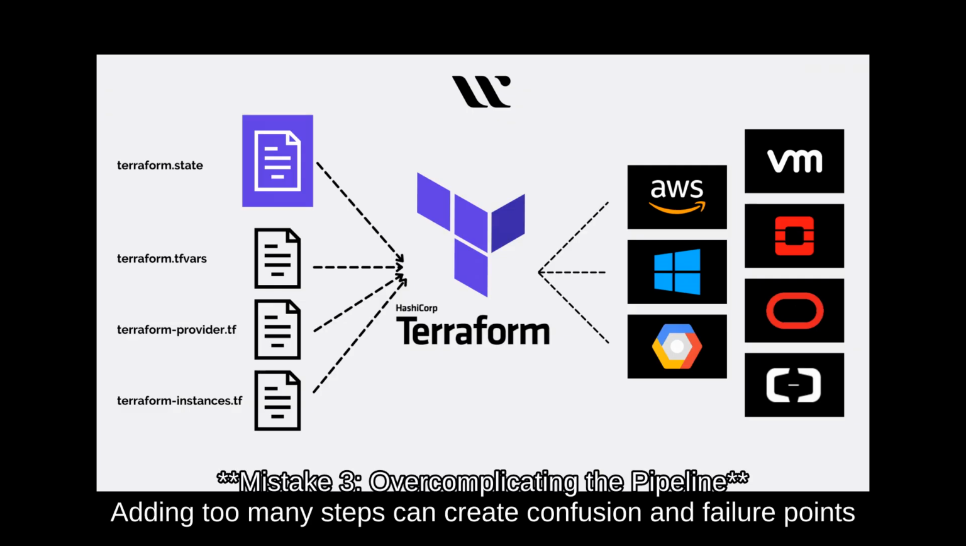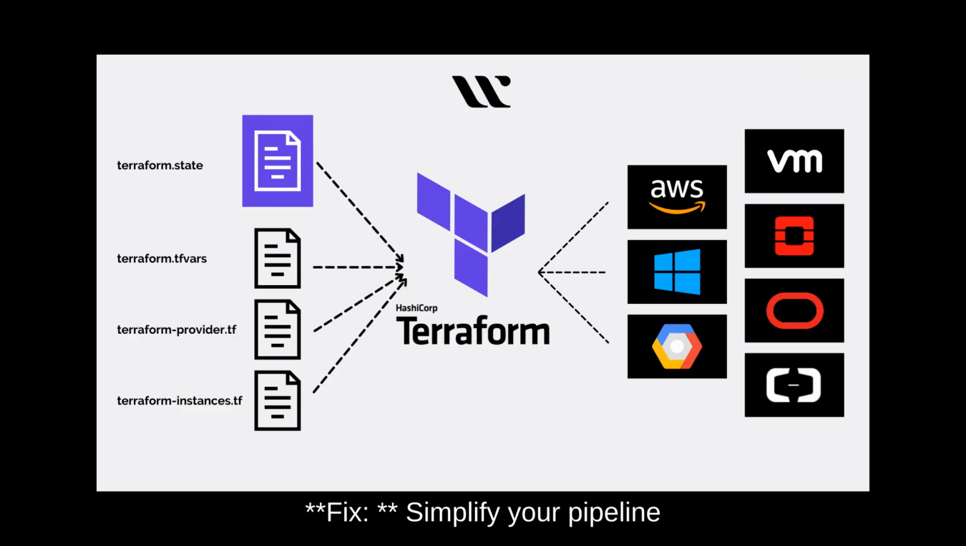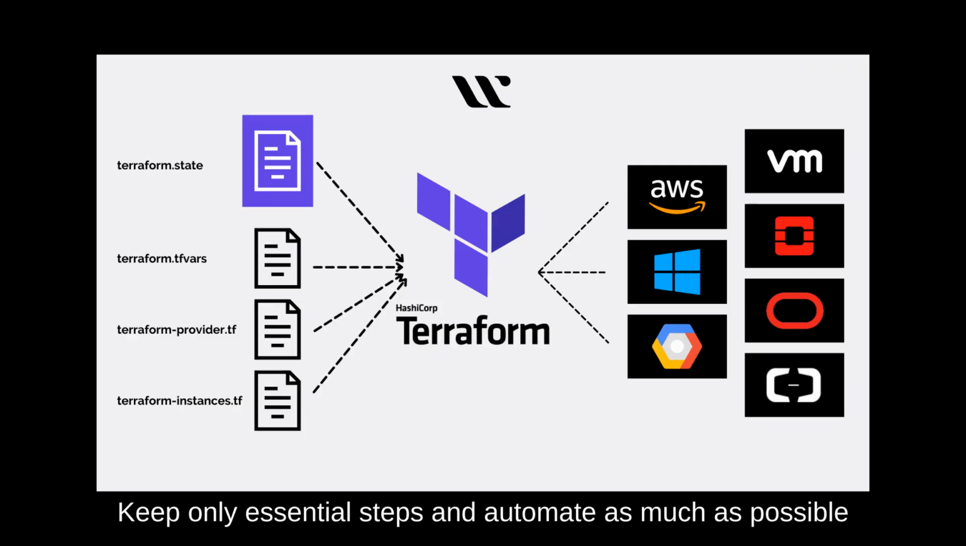Mistake 3. Overcomplicating the pipeline. Adding too many steps can create confusion and failure points. Fix: simplify your pipeline. Keep only essential steps and automate as much as possible.